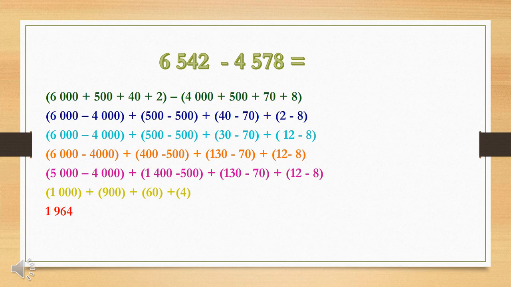Now that I've subtracted all my brackets, boys and girls, I can compose the numbers. So 1,000 plus 900 plus 60 plus 4 gives me my final answer of 1,964. I hope that you enjoyed using decomposition to do subtraction.